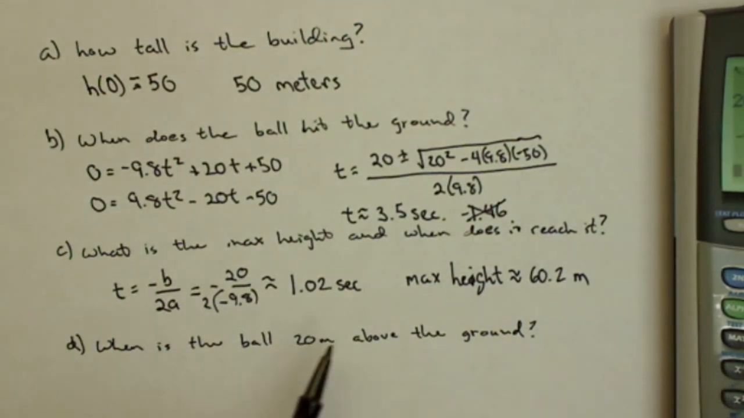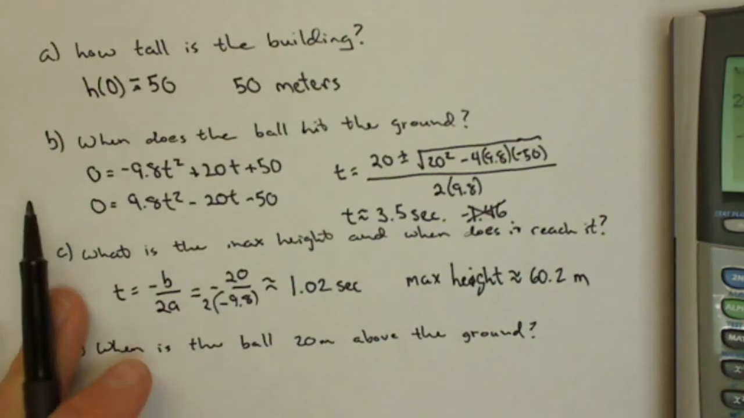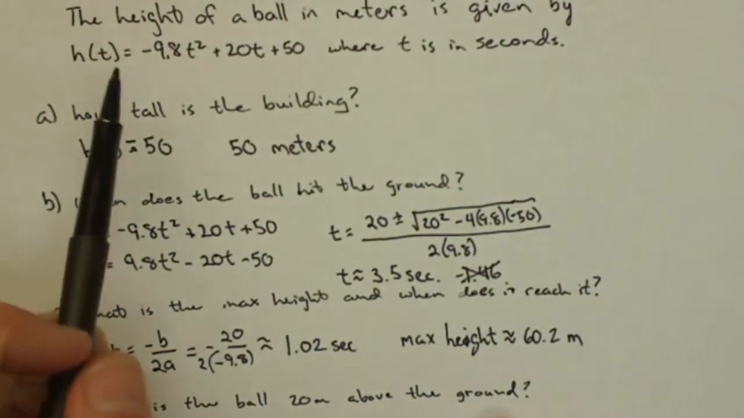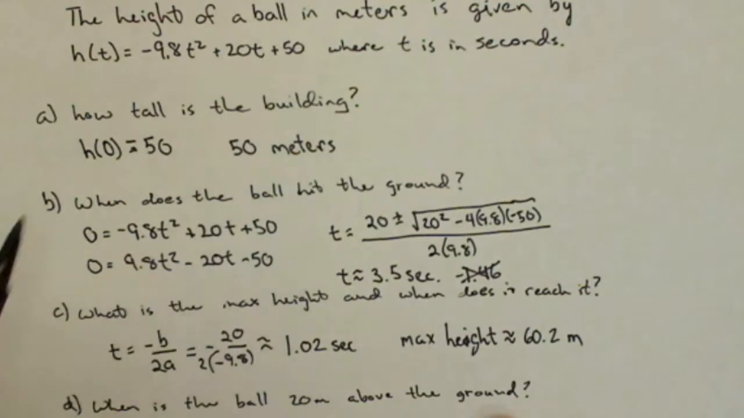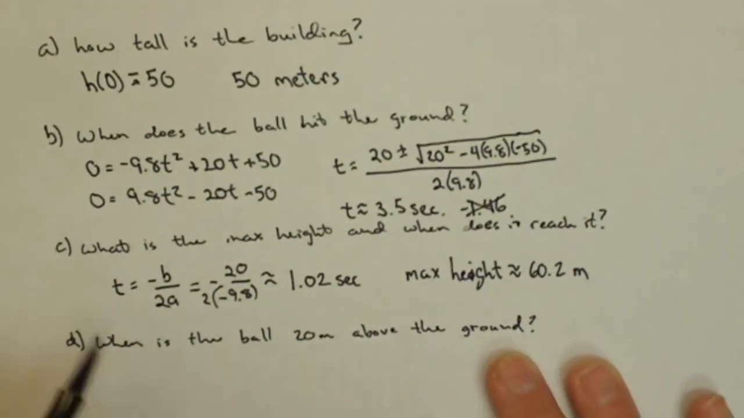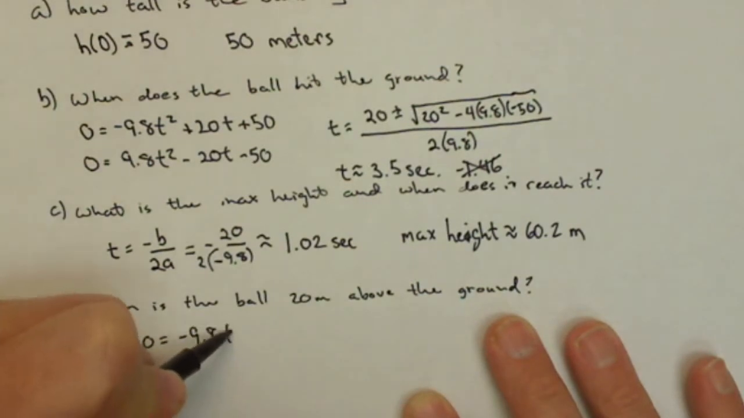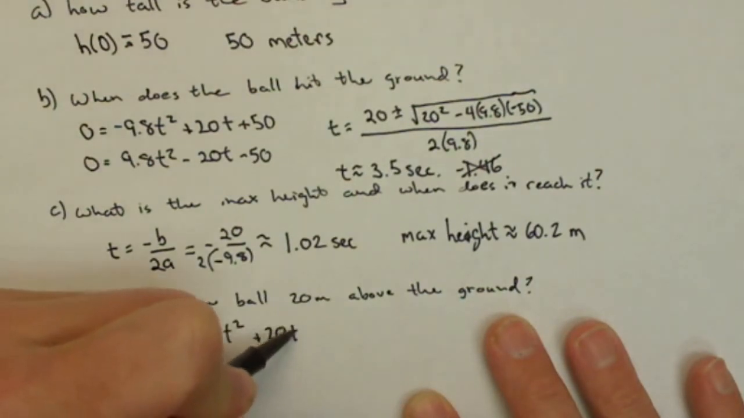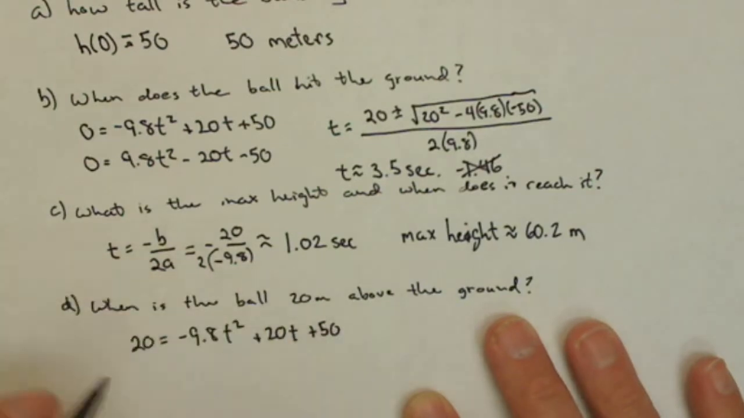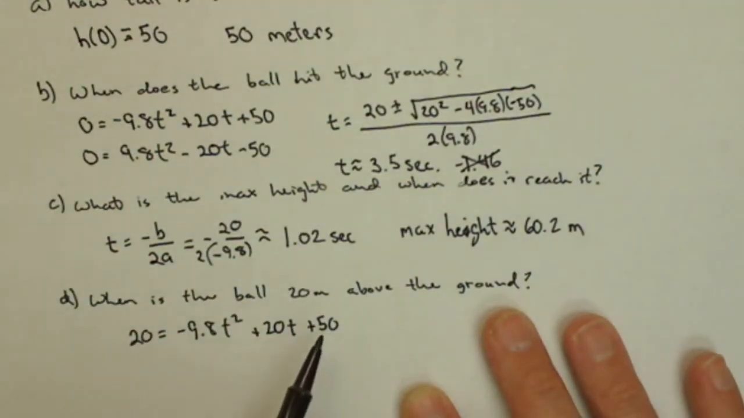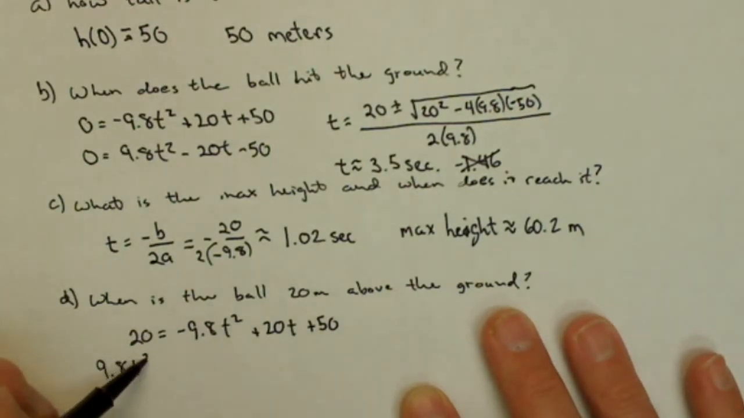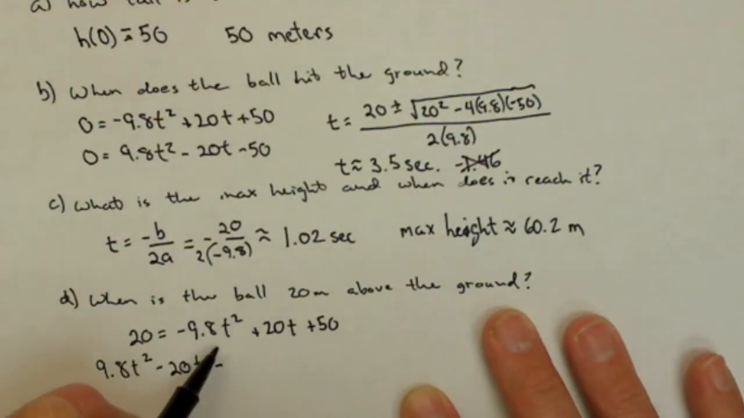Now, what about when the ball is 20 meters above the ground? Well, remember what our function does. It gives the height above the ground as a function of t, so we're going to set that equal to 20. So we're going to have 20 equals negative 9.8 t squared plus 20t plus 50. So once again, I have a quadratic. I'm going to get equal to 0, and I'm going to do it by bringing everything over here. So 9.8 t squared minus 20t minus 30 equals 0.